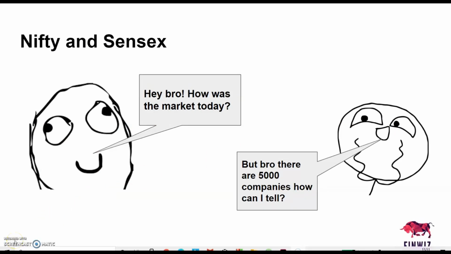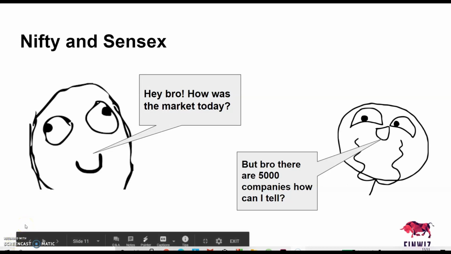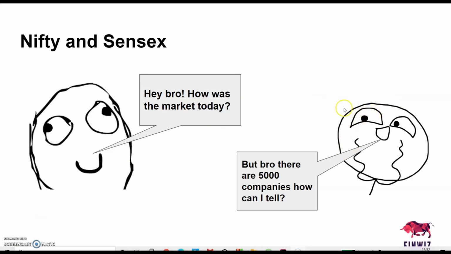Okay, so now we will learn about Nifty and Sensex. Now here we can see this guy is asking, hey bro, how was the market today? And the other guy seems to be completely clueless because there are more than 5,000 companies listed in the stock market. So how can we tell whether the market was going up or down by looking through all of them? To solve this kind of problem, we have Nifty and Sensex.